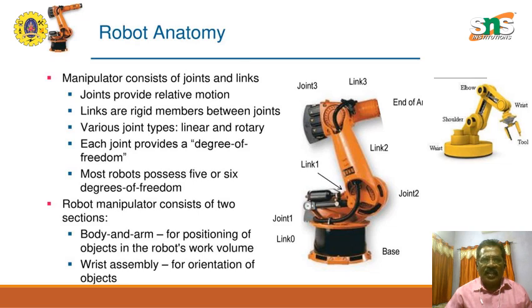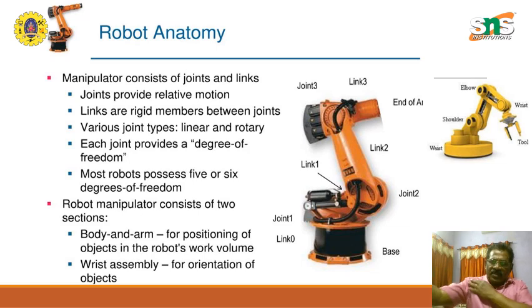The anatomy goes like this. It has got a lot of joints. It has got a base. It has got joint 1, joint 2, with all these links. We call one the shoulder, the other the elbow, and then the wrist, just like the hand movement I showed. Manipulators consist of joints and links. They provide relative motion, a movement between one arm and the other arm.